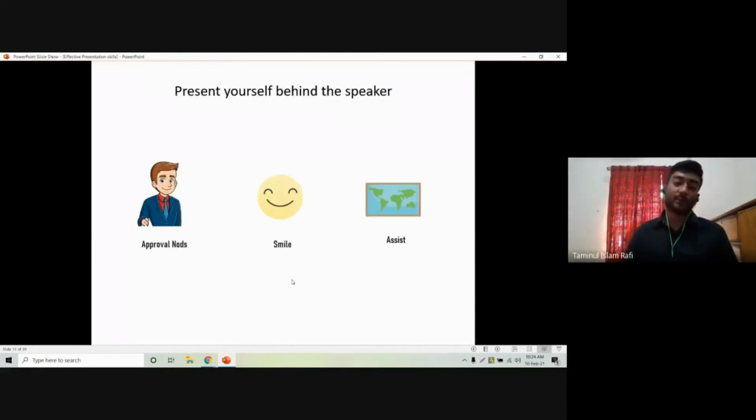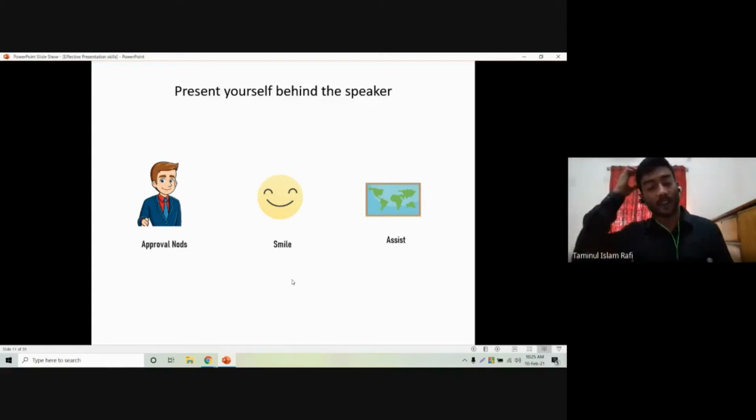Next one is present yourself behind the speaker. A speaker is not only the presenter. When we do presentation in our corporate, in our group actually, then one speaker can speak at a time. So the other team members are standing beside the speaker, right? So they are also the presenter, because a presentation is all about the team combination.